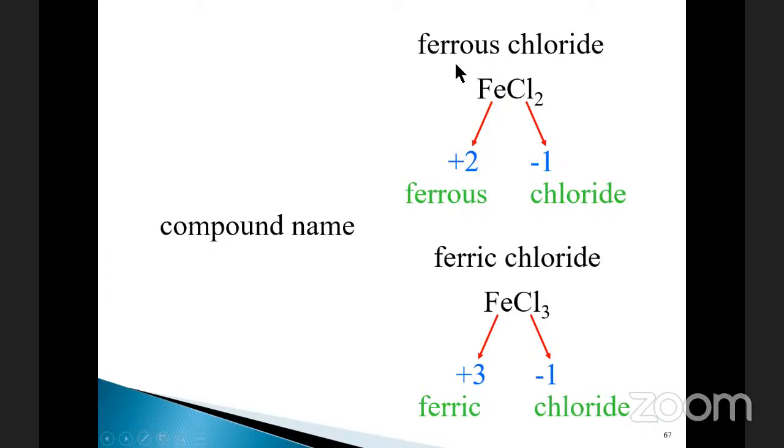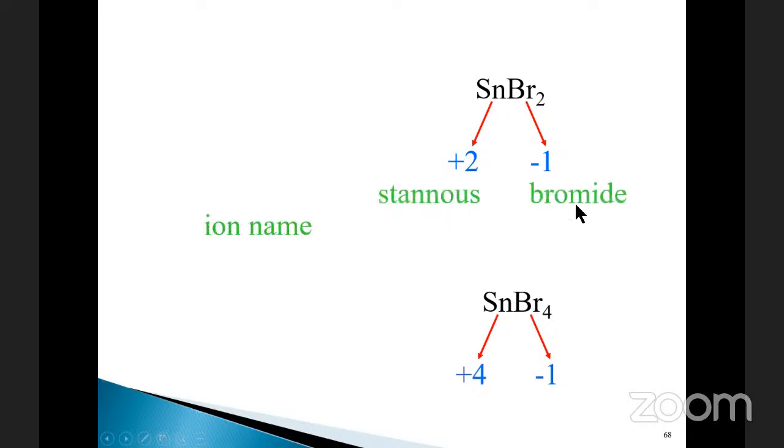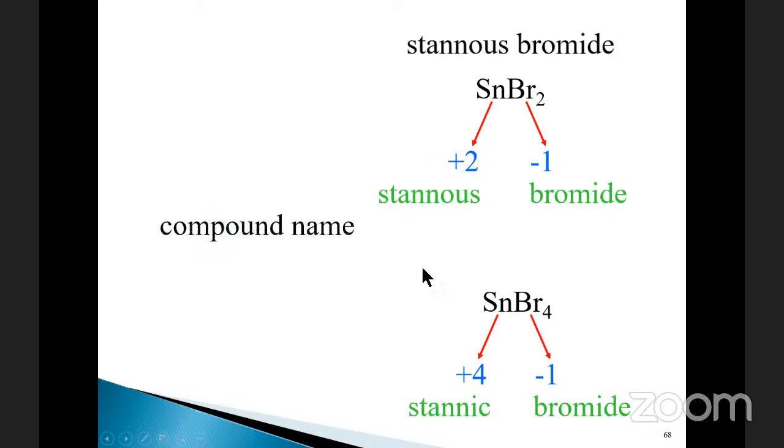So as I said before, you cannot tell exactly what the charge is based on the names. All you can tell is that the one that ends with OUS will have a lower charge compared to the one that ends with IC, all right? Here's another example. The first one is called stannous bromide, and the second one is called stannic bromide. Again, the OUS would have a lower charge compared to the IC when it comes to comparing these two. So the name of the first one will be stannous bromide, the name of the second one will be stannic bromide, all right?